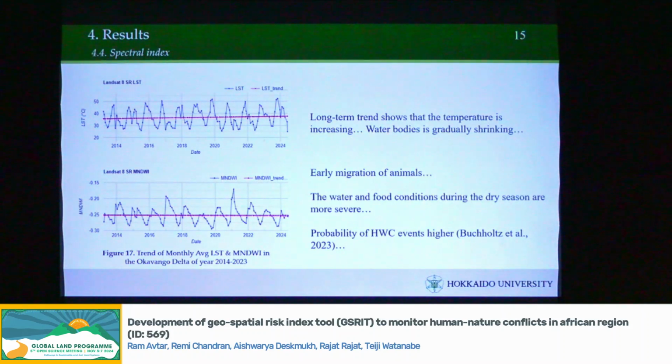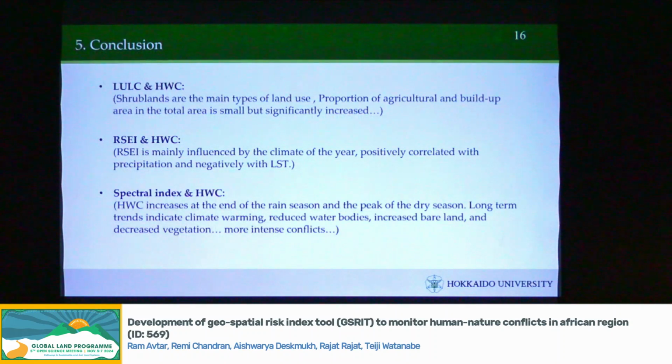There is some research we have just conducted, very preliminary results we have just developed. Finally, we want to bring all this remote sensing based analysis, as well as qualitative and quantitative data, together to look into how we can develop risk tools that can support us in mitigating human wildlife conflicts. That is the main objective of our study, to develop the GSRIT risk tool. Okay, that's all.